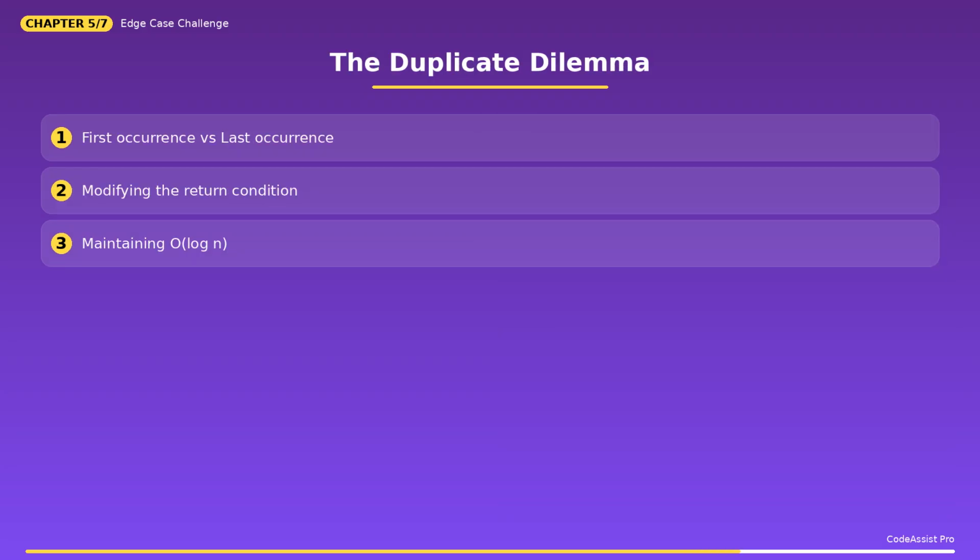What if the target appears multiple times? Standard binary search returns any valid index. To find the first occurrence, we don't return immediately when we find the target, we keep searching the left half. We'll explore how this shift changes your loop in the summary.